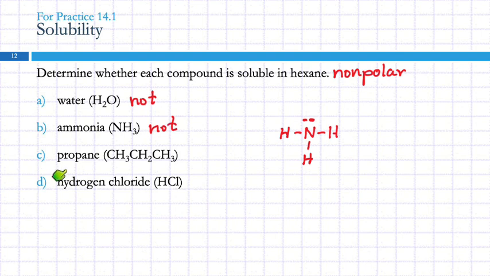How about propane? Oh, look, it's all just carbons and hydrogens also. So this is soluble in hexane. And what about hydrogen chloride? That's also polar, so not soluble.